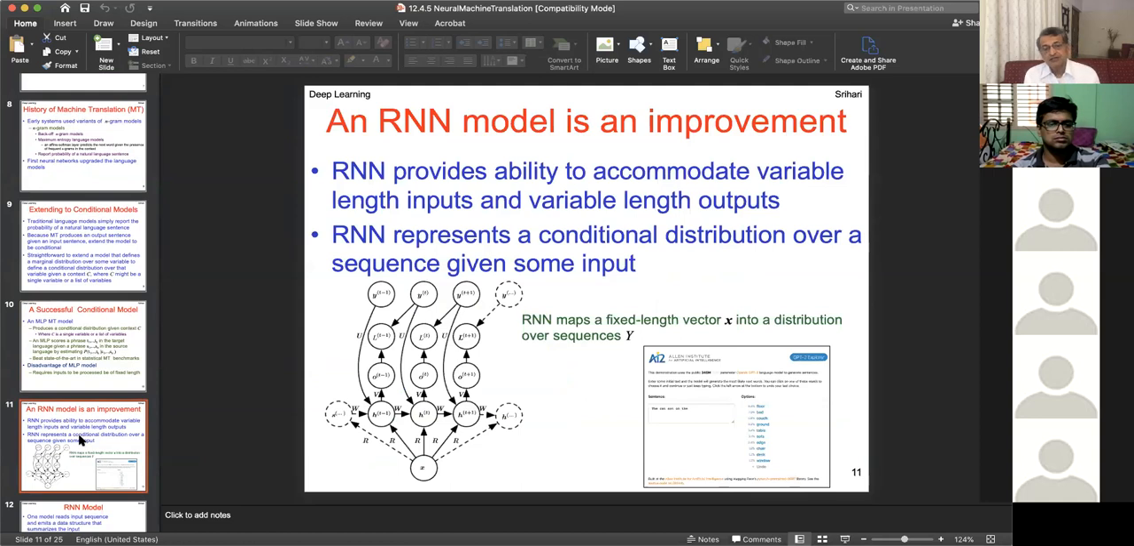So then came along recurrent neural network models, which were an improvement over the previous ones. It provides the ability to accommodate variable length inputs and variable length outputs. So I give you some string of a given length and produce a string of another length. And the RNN, or recurrent neural network, represents a conditional distribution over a sequence given some input. So it takes a fixed length vector X into a distribution over sequences Y.